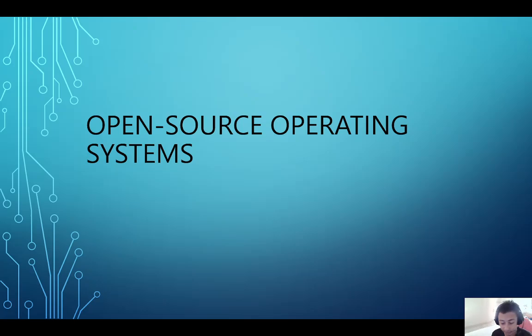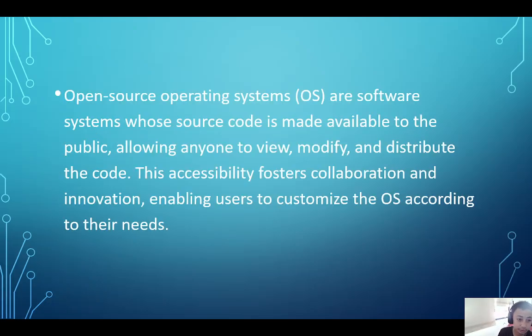Open source operating systems. Open source operating systems are software systems whose source code is made available to the public, allowing anyone to view, modify, and distribute the code. This accessibility fosters collaboration and innovation, enabling users to customize the OS according to their needs. This means that anyone can see how the OS works, make improvements, or customize it for their own needs.